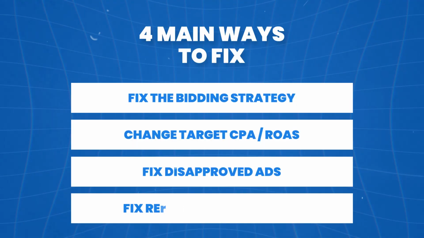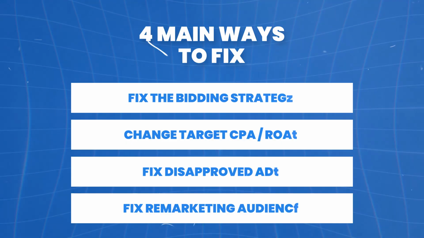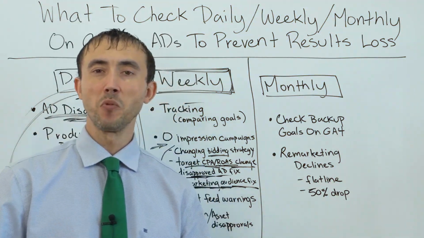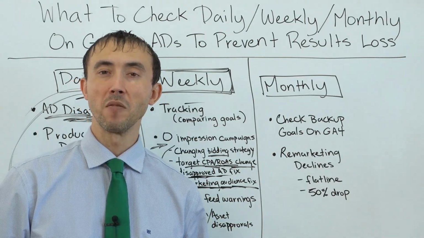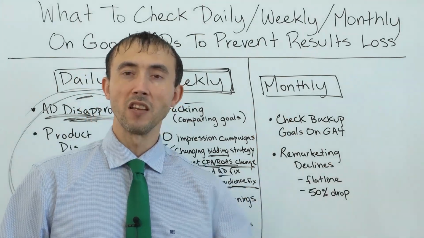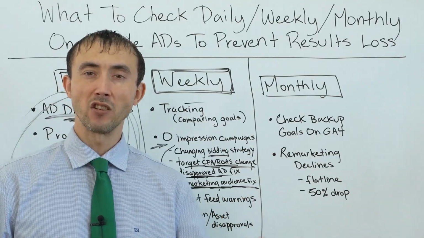And then finally, you might have a remarketing audience that needs to be fixed. Your remarketing audience either got disapproved or you just don't have enough people on it anymore. And that's another thing that can cause a campaign to suddenly not get very much traction all of a sudden.